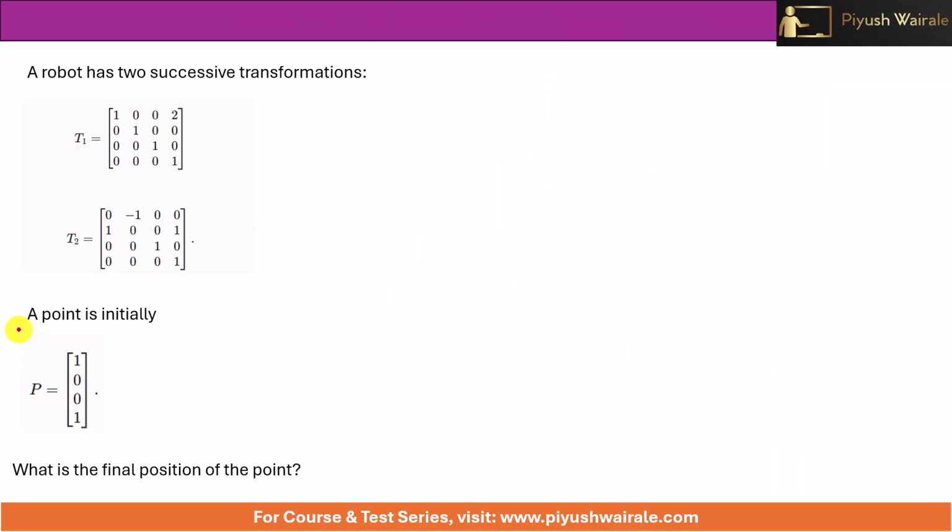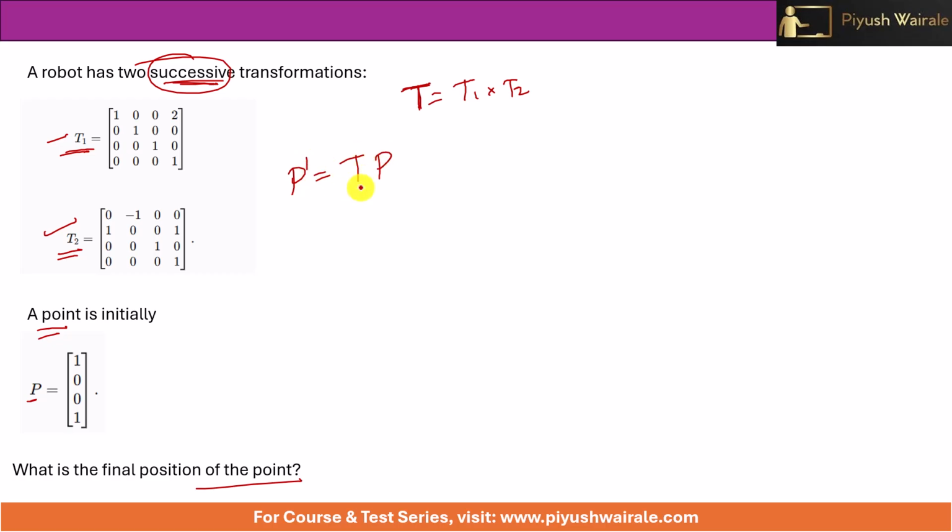Great. Now let's try to solve one question based on this concept. A robot has 2 successive transformations. Here we have T1, here we have T2. First we have done this transformation, then T2. The initial point is P. What is the final position of the point? We know the chaining rule, so T will be equivalent to T1 and then T2, and here we get the final transformation matrix. Then we apply the formula: P dash will be T into P, and this T will be T1 into T2. That's it.